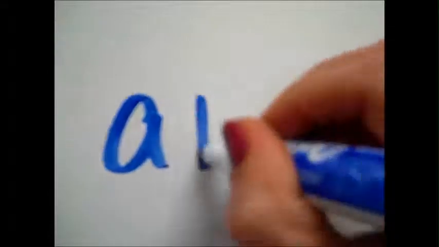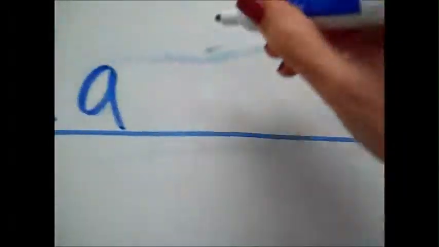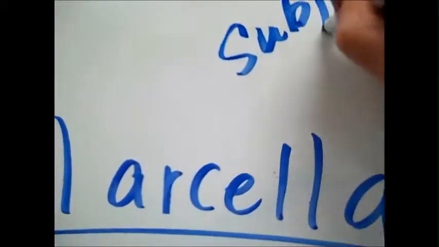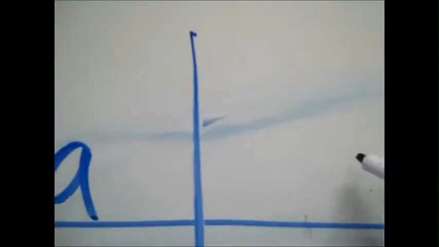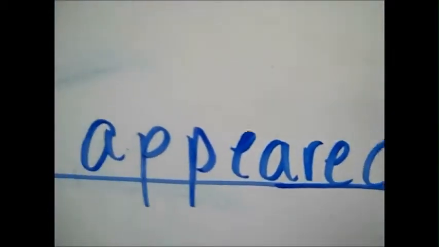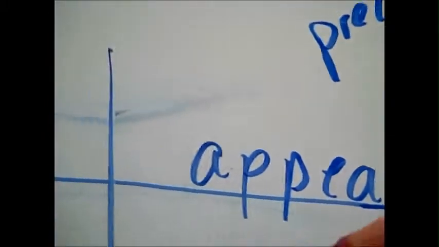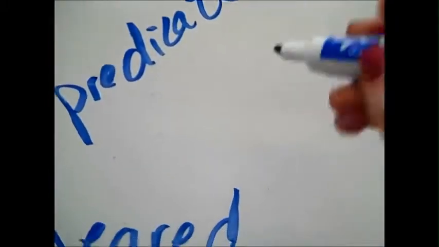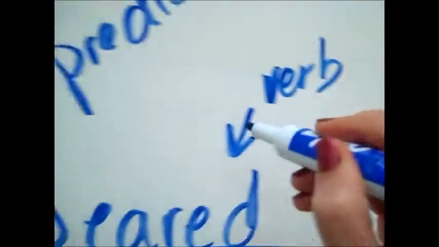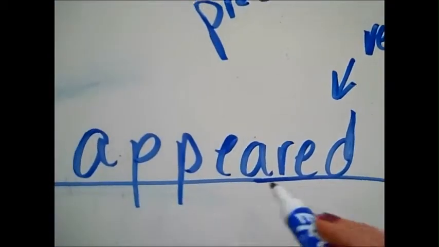So the subject of the sentence, of course, is going to be Marcella. And this is describing her. Marcella appeared. Subject, Marcella. My verb, or what I commonly call the predicate in this sentence, which is the second part of the sentence. The sentence has two basic parts, a subject and a predicate. This is a verb. The predicate can also be a verb phrase, but in this case it's this verb, appeared.